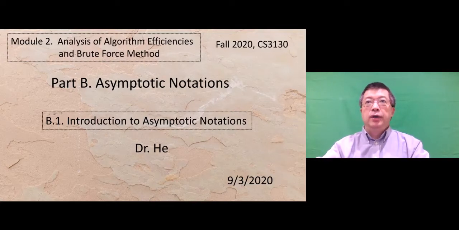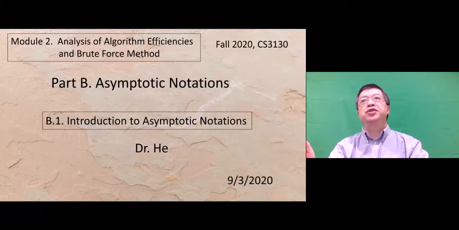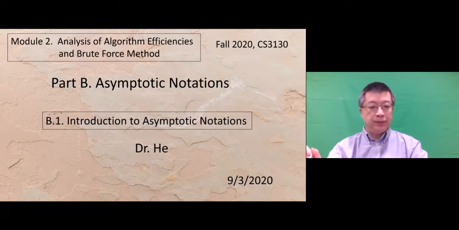We start Module 2, Part B, Asymptotic Notations. B.1, Introduction to Asymptotic Notations.